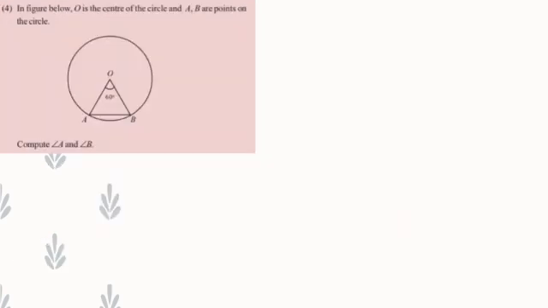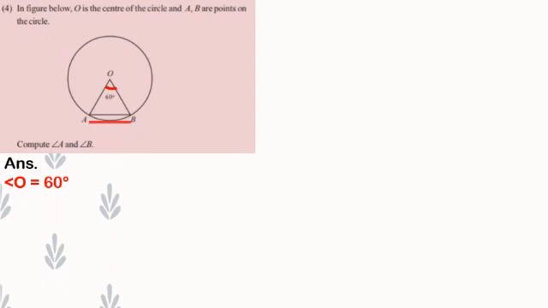Next question. In the figure below, O is the center of the circle and A, B are points on the circle. Compute angle A and angle B. In the figure, we can see a triangle in a circle. We have to find the two angles in this triangle. Let us see the answer.